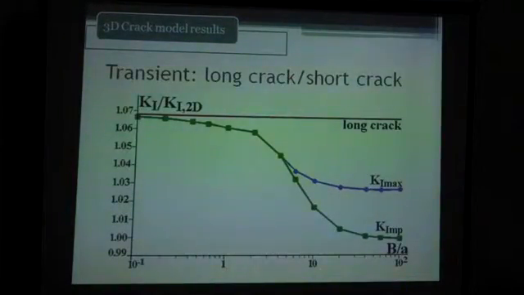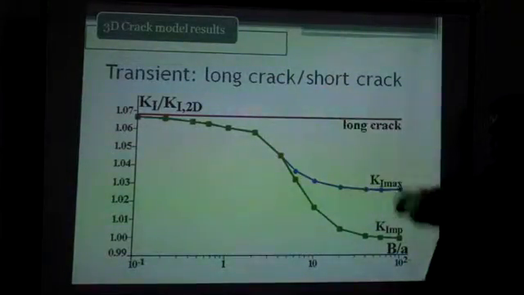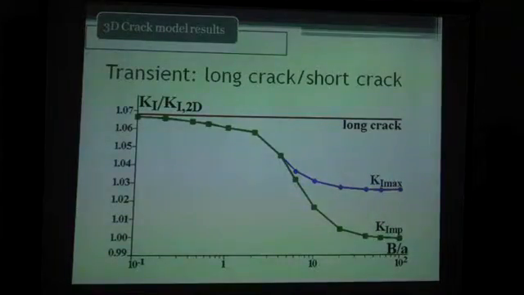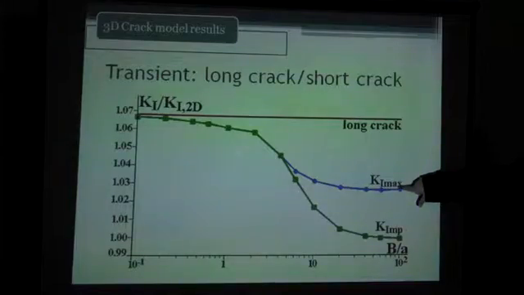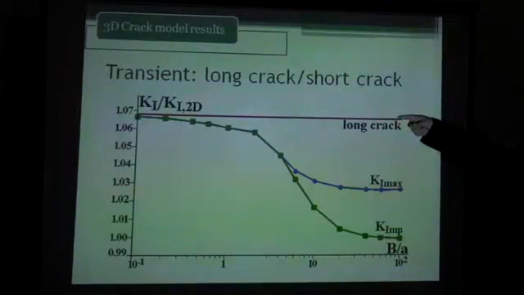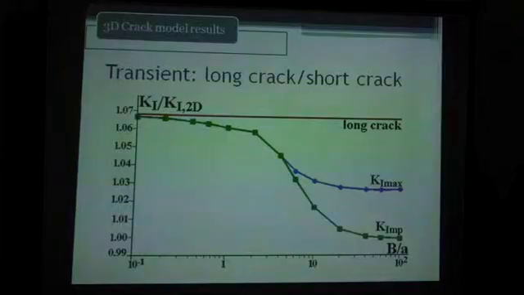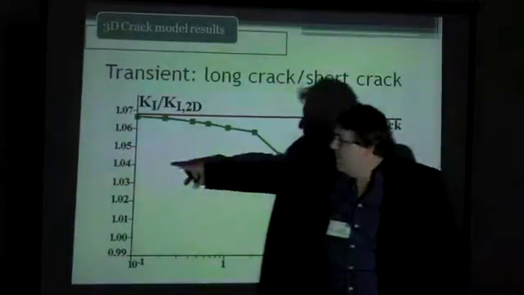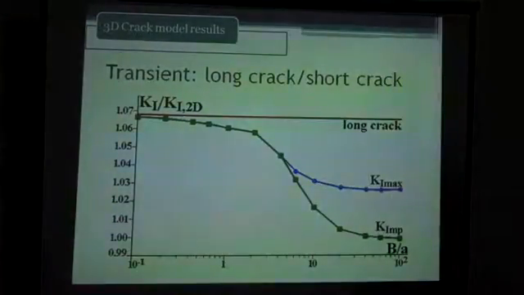So we can see here the long crack solution from Parks. That's when you have very thin plates, where B is the plate thickness. If you have very thin plates, we can achieve the Parks results. Once you get a thicker plate, you find that the maximum stress intensity factor is different from this long crack, 2D solution. The mid-plate value is also different, and lower, but still higher than the 2D solution. So we have to be careful about that.